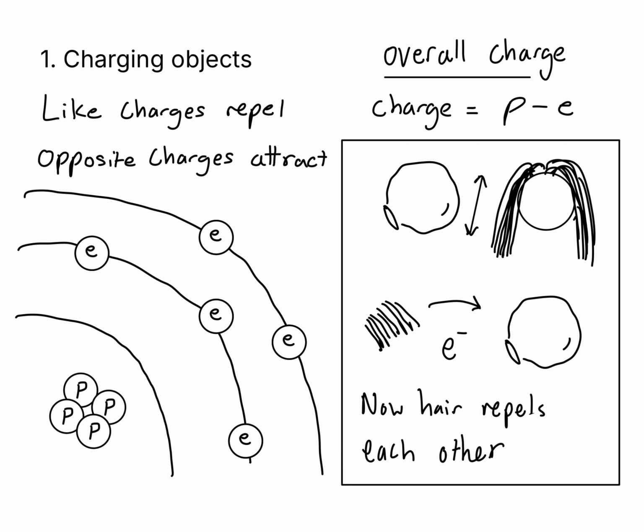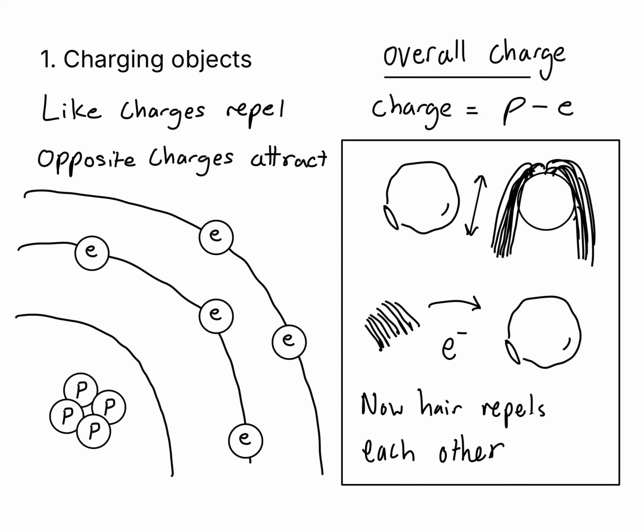The basics. Like charges repel, opposite charges attract. And the key mechanical fact, the thing that actually moves when something gets charged is the electron. Protons are locked in the nucleus, they don't go anywhere. So if an object has more electrons than positive charges, it's negatively charged. Remove electrons and it's left positive.